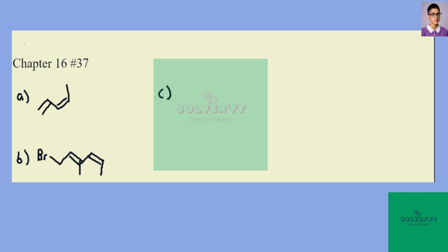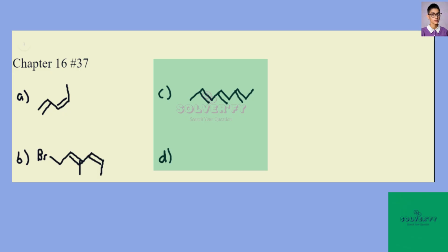Okay, so then for C, 2E,4E,6E-2,4,6-octatriene. So this is just 2,4,6-octatriene with all the double bonds in the E configuration. So that's pretty straightforward. 4, 5, 6, 7, 8. So 2, 4, 6. All of these are E configured, and that's all that C is.